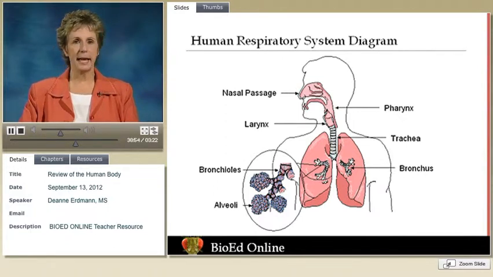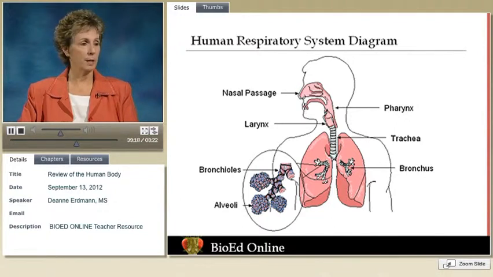As we take a look at this diagram, air is going to go in through the nasal passage, which warms and moistens and filters the air, so it prepares it for use in the lungs. It goes through the pharynx, through an opening called the epiglottis, which keeps food and other materials out, passes to the larynx, which is the voice box containing the two vocal cords, goes into the trachea, to the bronchi, into the bronchioles, and finally the alveoli.